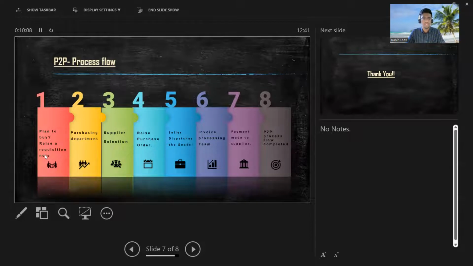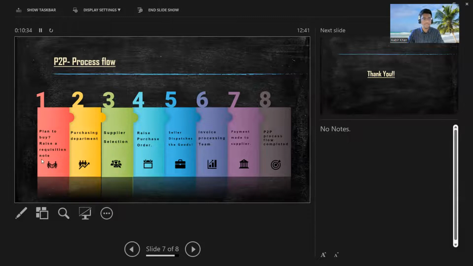So once I raise the requisition note, this requisition note will be sent to the purchasing department. So in the second step, you can see purchasing department, or in other words, we can say procurement department. Different organizations use different names, but the steps remain the same. So first thing, when I plan to buy anything, I need to raise a requisition, and that requisition note will be sent to the purchasing department.